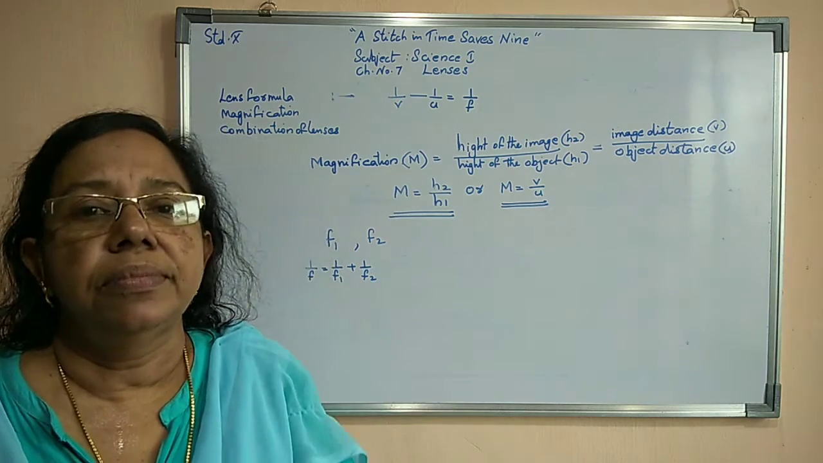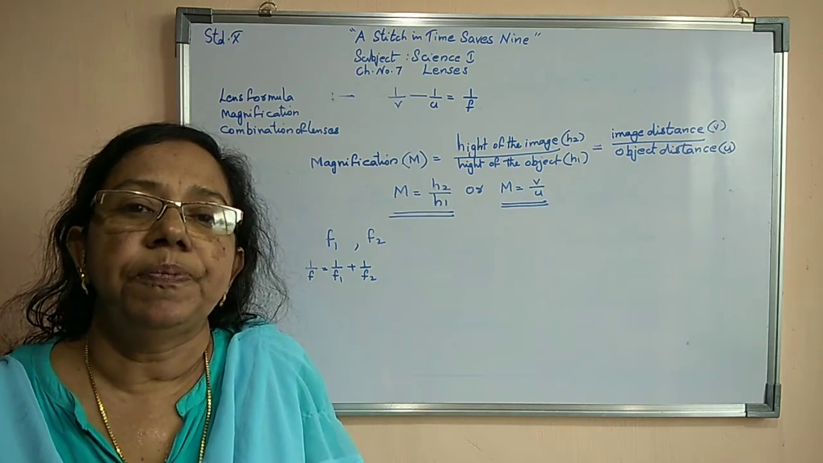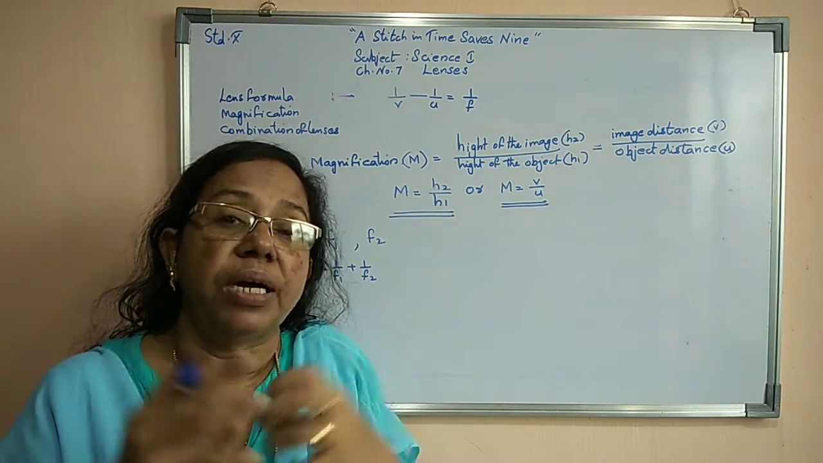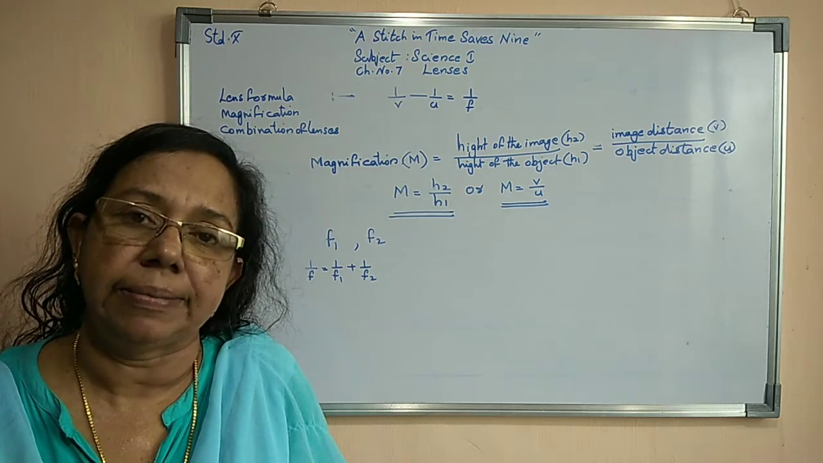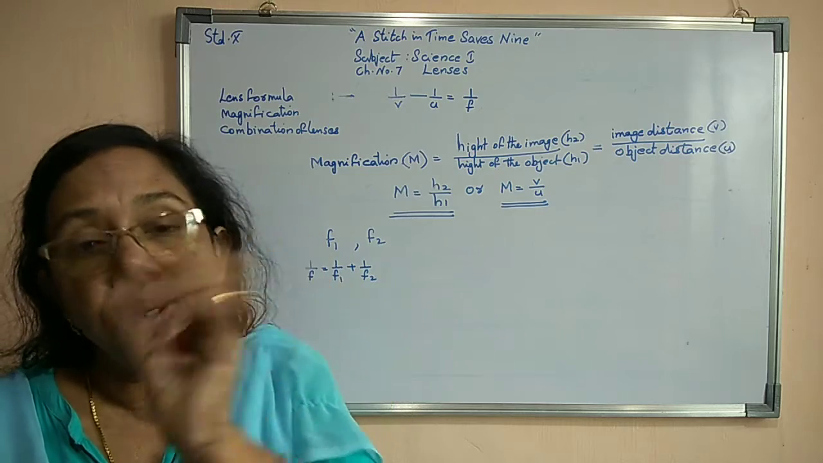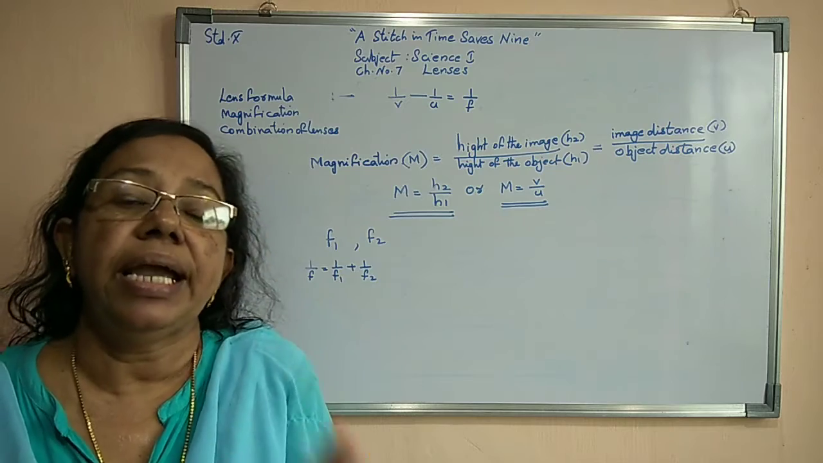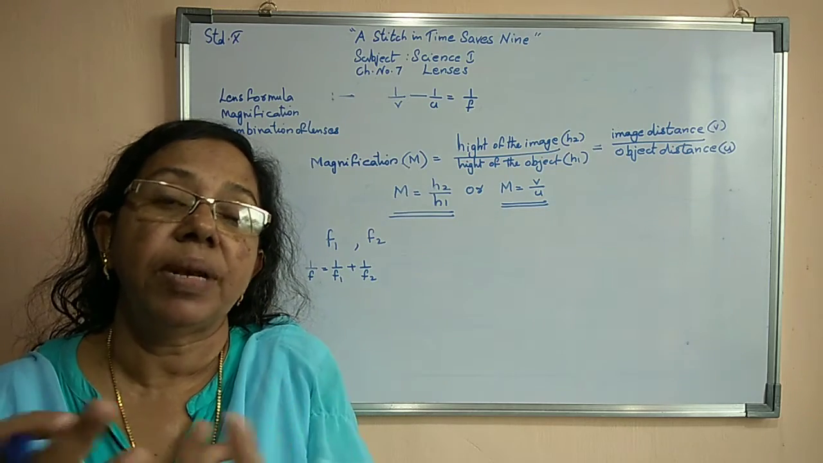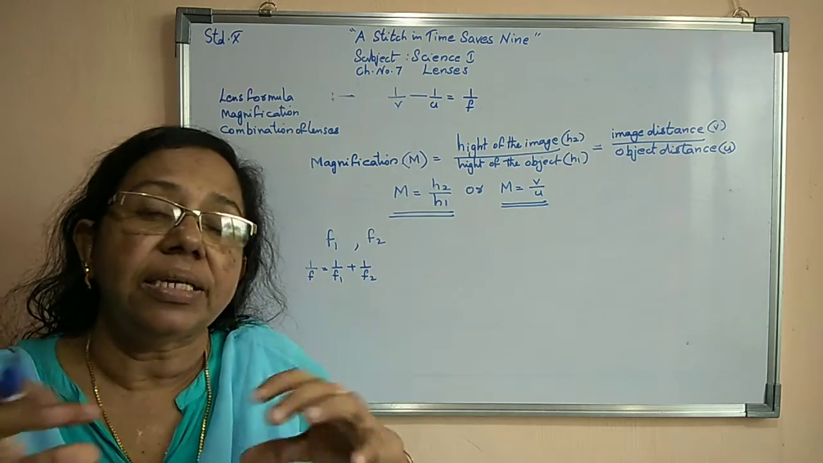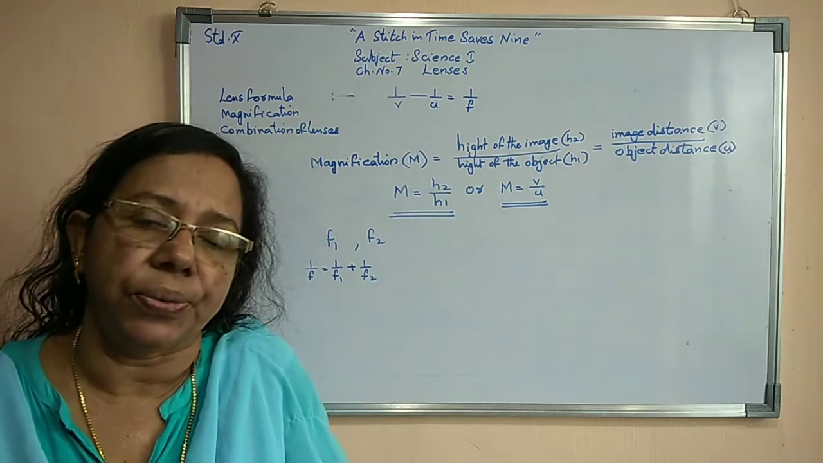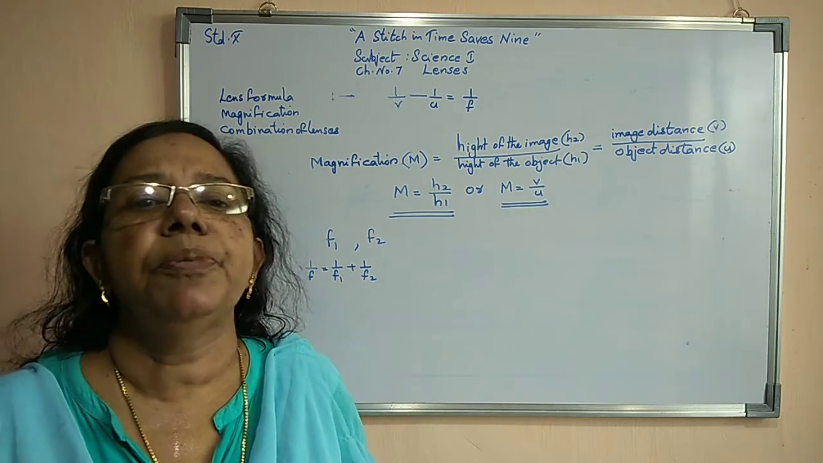Now the other formula, that is combination of lenses. For finding the focal length of combined lenses, you have to consider two lenses having focal lengths f1 and f2. Then the formula is 1 upon f is equal to 1 upon f1 plus 1 upon f2, where f is the focal length of the combined lenses.